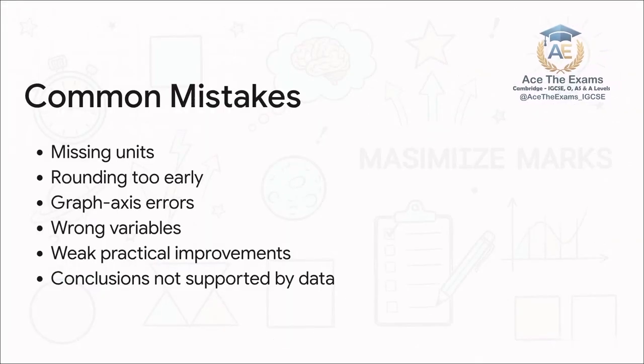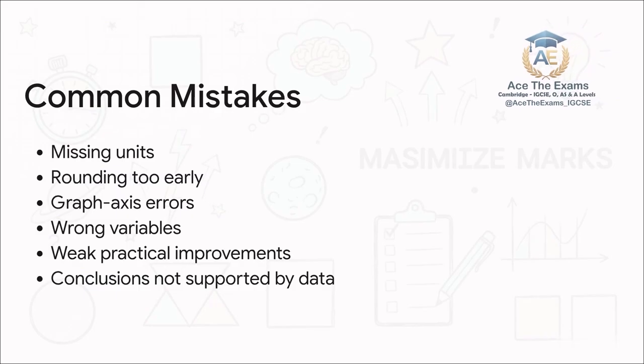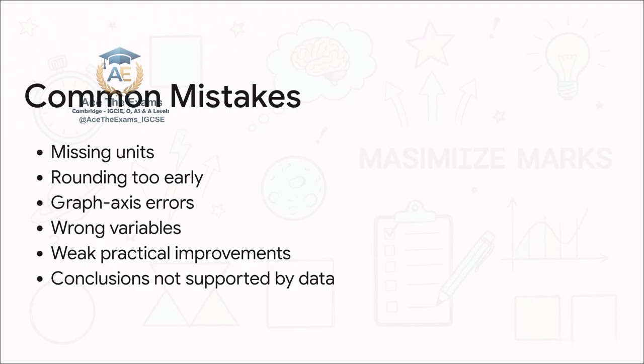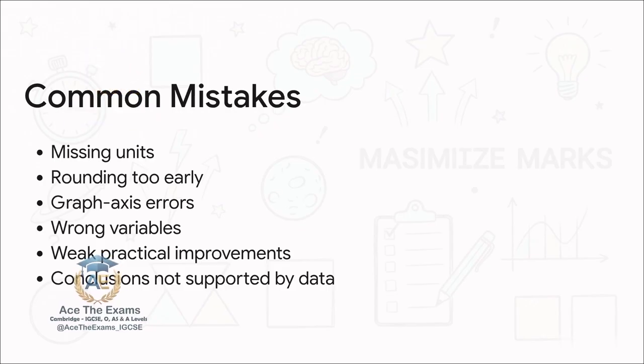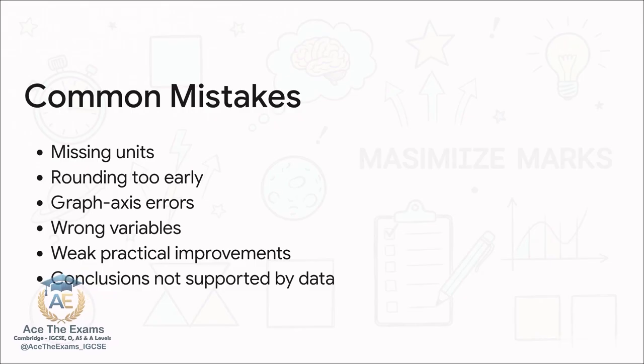So, here is the absolute crucial point. We have to understand why ordinary everyday revision fails. Look, you can memorize the entire textbook, but if you sit down at that exam paper and make these common errors, your marks are just going to vanish. I'm talking about things like missing units, rounding your numbers way too early in a multi-step calculation, graph axis errors where you just misread the scale completely, using the wrong variables, offering really weak practical improvements, or writing conclusions that just aren't supported by the data you literally just calculated. These are the fatal, real-world traps that consistently rob students of top grades.